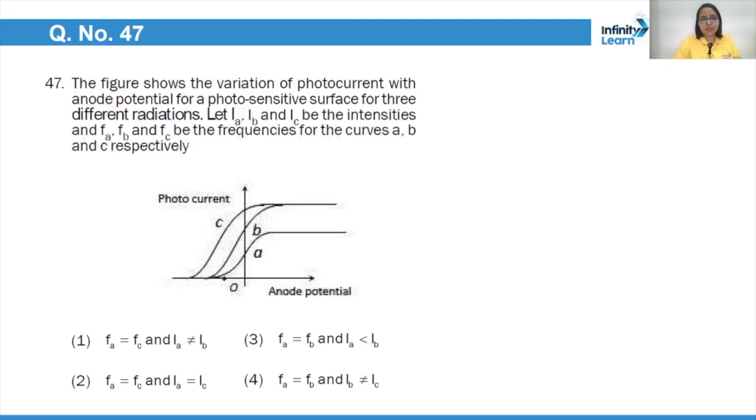Okay. Next is question number 47. The figure shows the variation of a photocurrent with anode potential for a photosensitive surface for 3 different radiations: IA, IB and IC with the intensities, and FA, FB and FC with the frequencies for the curves A, B and C respectively. You can see that for A and B, the stopping potential is the same, so FA equals FB. Saturation current is directly proportional to intensity, so it is least for A, so IA will be less than IB. So the correct answer is option 3.